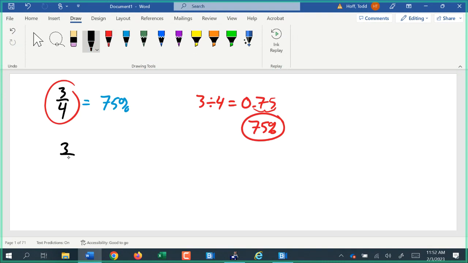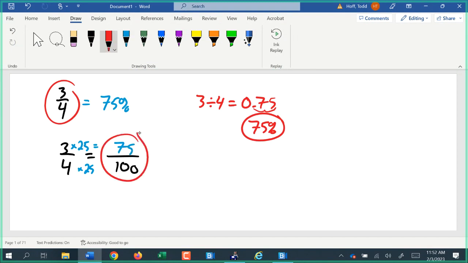Or we could think of it as equivalent rates. 3/4 is 3 out of 4. We're converting that ratio of 3 out of 4. We want it to be out of 100. So we have to multiply the 4 times 25 to make 100. 3 times 25 makes 75. So again, we have to be careful on our wording here. That's 75 out of 100, which becomes 75%.